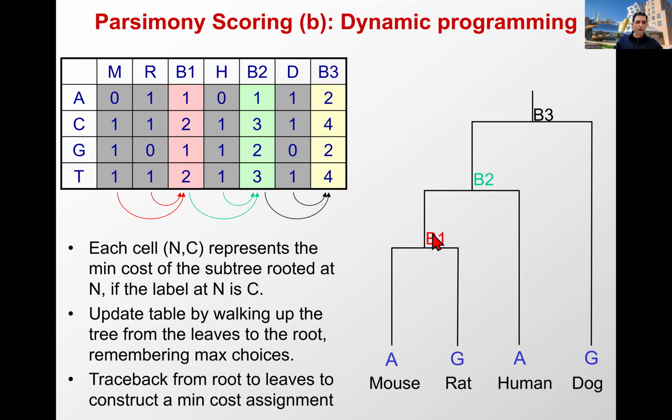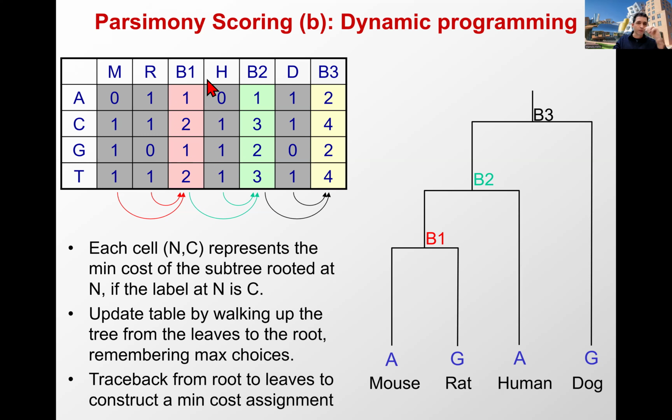So at position B1, if I set B1 to be an A, then I have a cost of 1. If I set B1 to be a G, I have a cost of 1. So in both cases, I have an optimal cost, and I'm maintaining the fact that there are 2 possible solutions, both with cost 1.